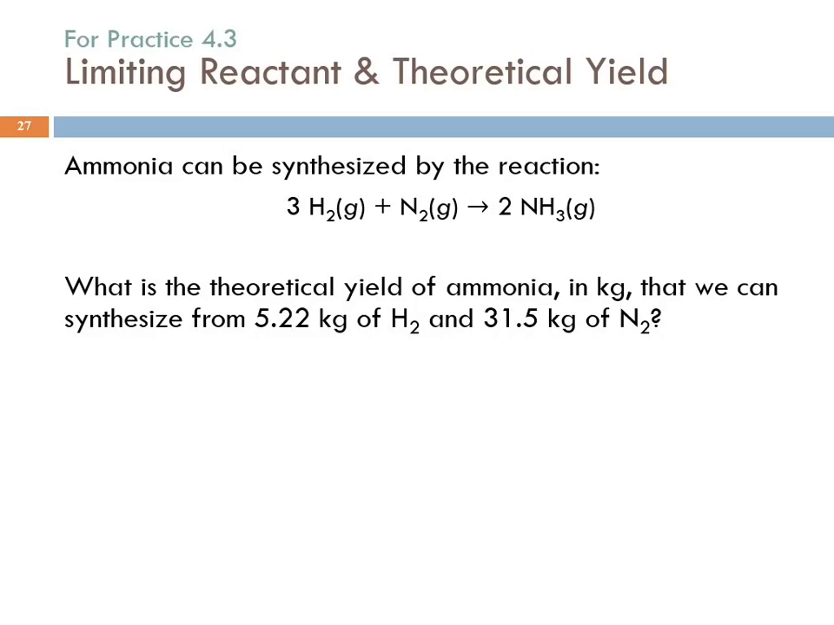So here we have ammonia can be synthesized by this reaction. What's the theoretical yield of ammonia in kilograms that we can synthesize from 5.22 kilograms of hydrogen and 31.5 kilograms of nitrogen? So here we have a balanced chemical equation, and we're given amounts. Use the equation to organize the information. So I have a mass of hydrogen, so I'm going to write that under here.